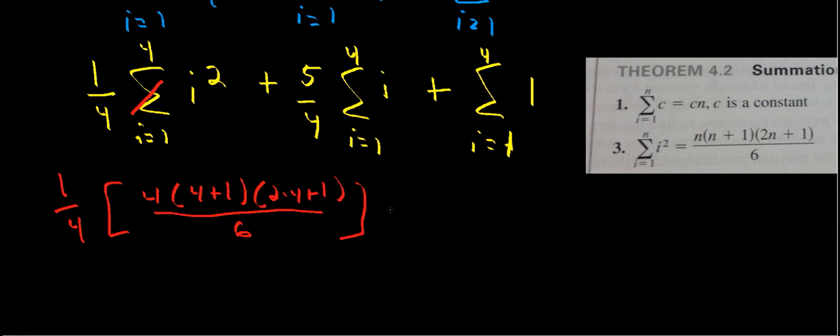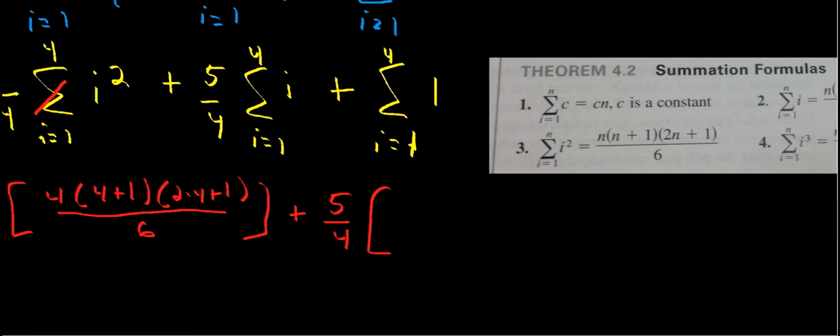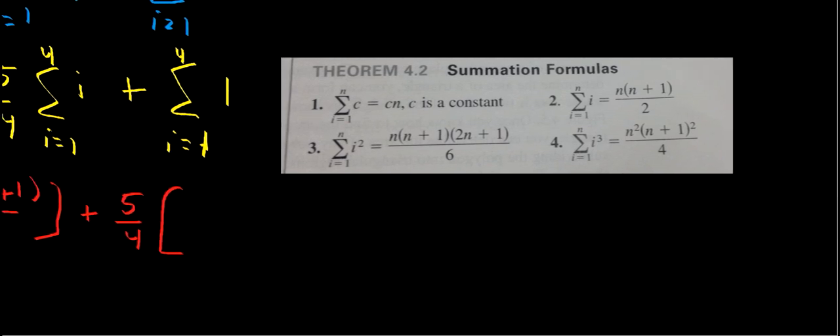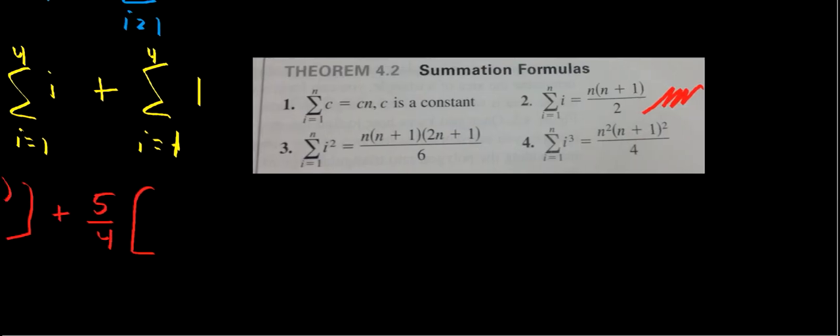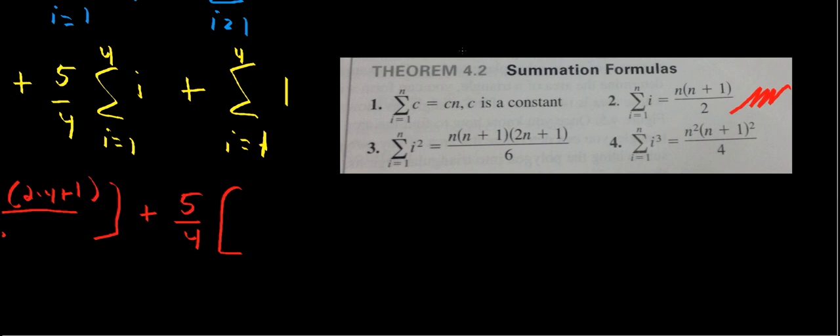Our second term, we don't need the summation anymore. We'll just put brackets or parentheses. Well, what's i break down into? i is this over here, n plus 1 over 2. And n is again 4. n is going to be 4 for all of these. So 4 plus 1 over 2.